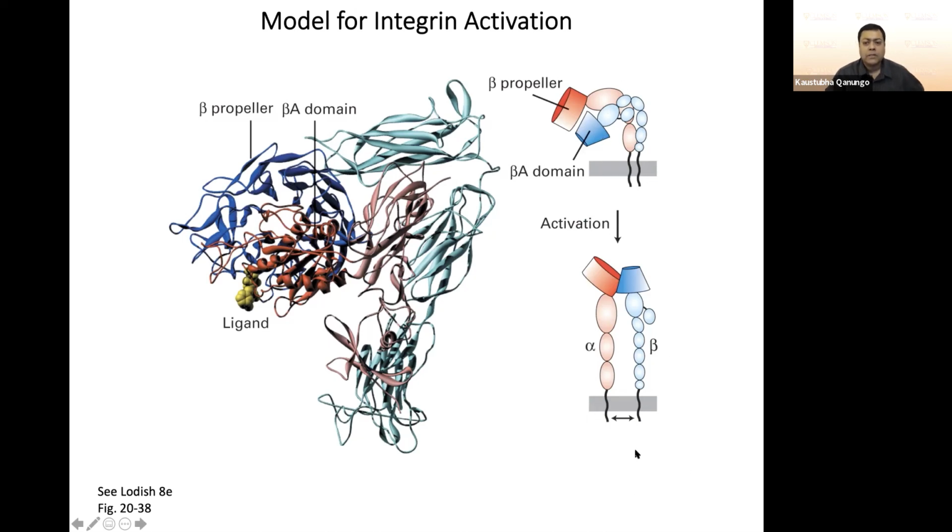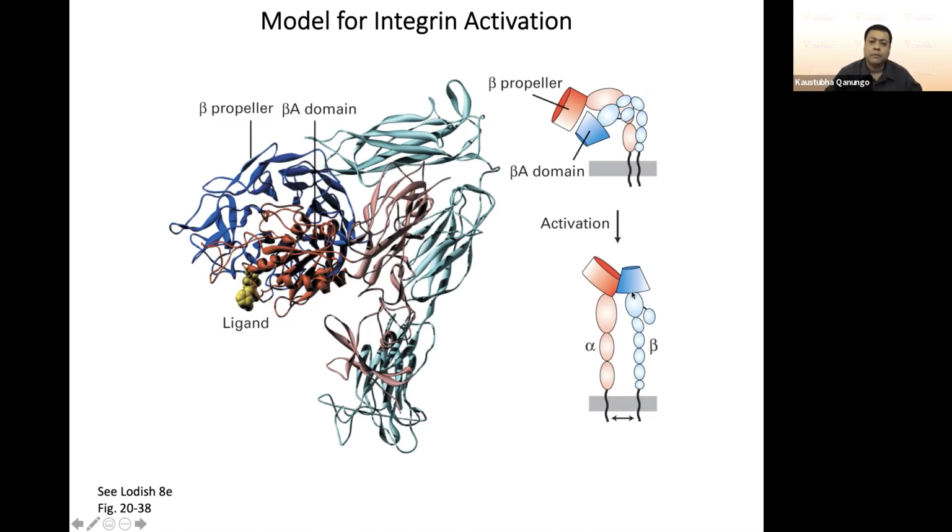But what happens is that when integrin receives a signal, there is a conformational change, and these two transmembrane domains are pushed apart. In that, these two interact and they kind of stand up. At this point, the integrin is binding competent. So just remember how it activates.